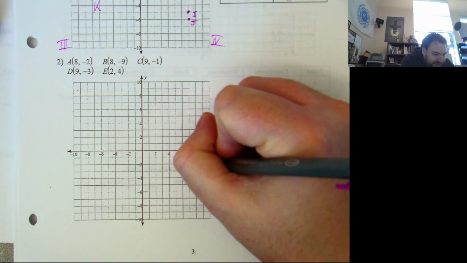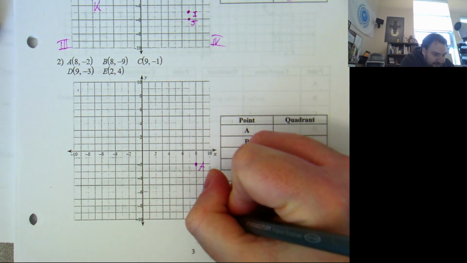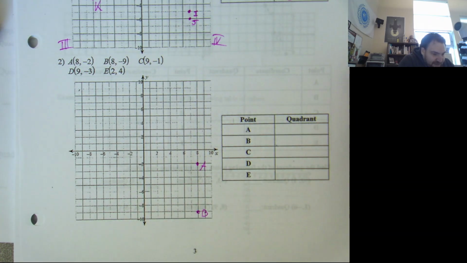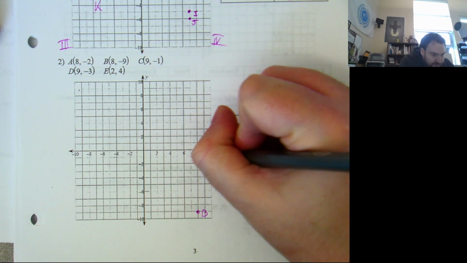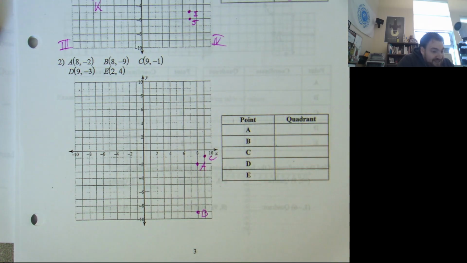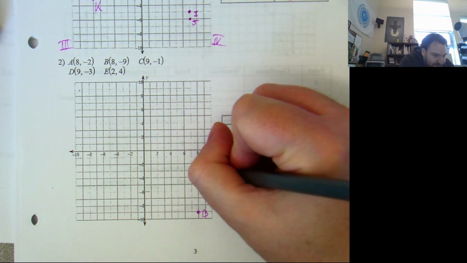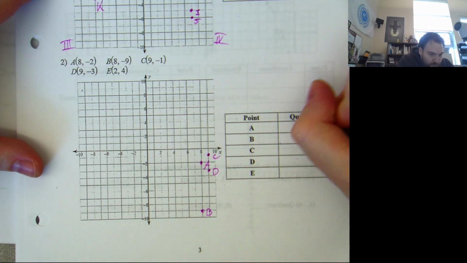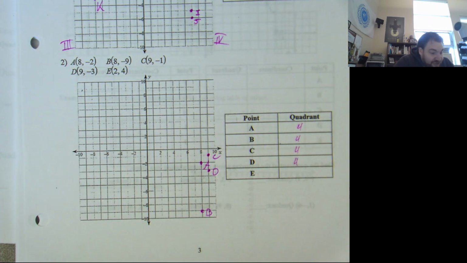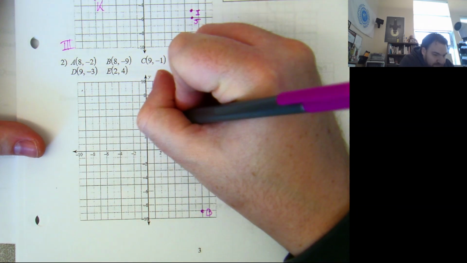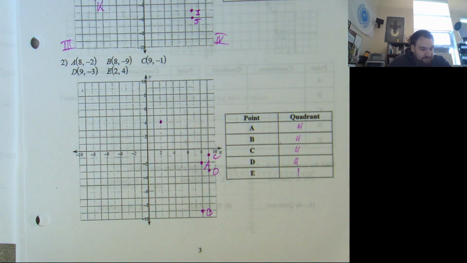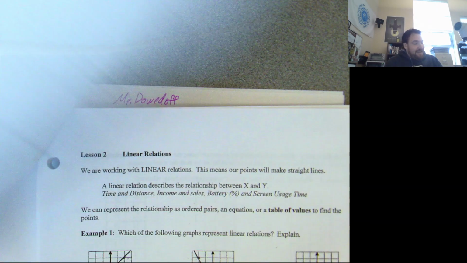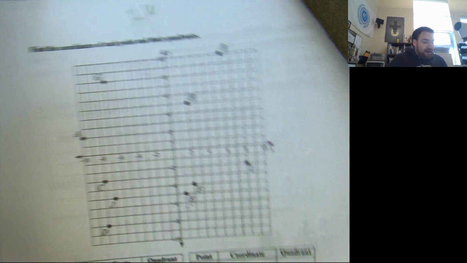8, -2 is there. That's A. 8, -9 is right there. That's B. C was 9, -1, so that's right there. That's letter C. D was, wow, 9, -3. Spending a lot of time in quadrant 4. 4, 4, 4, 4. And then 2, 4 would have been right here. Boom. In quadrant 1. Is there a reason for that? Nope. We just were. 4, 3, 1, 2, 4, 4, 4, 4. Yep.